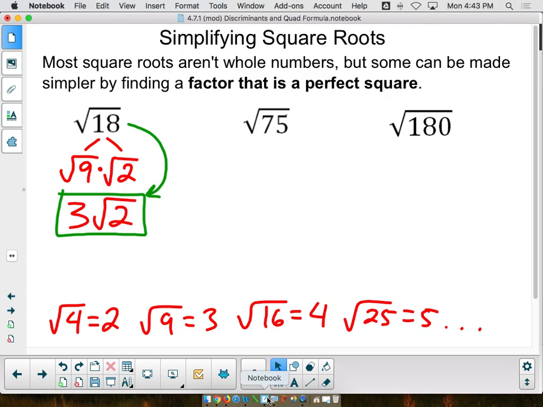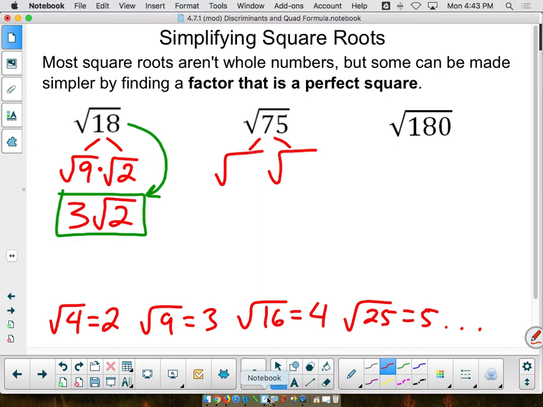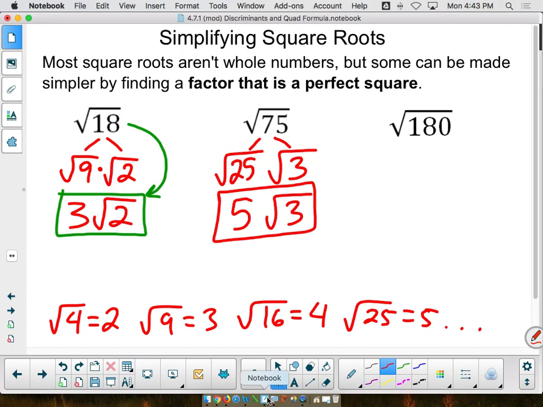So we look at square root of 75. Square root of 75 is not a whole number. I know the square root of 64, and I know the square root of 81, but the square root of 75 does not work. So I want to see, is there a number that goes into 75 that I know the square root of? And we see that 25 goes into 75 3 times. Square root of 25 is 5. Square root of 3, I can't simplify at all, so 5 times the square root of 3 is the same as square root of 75.